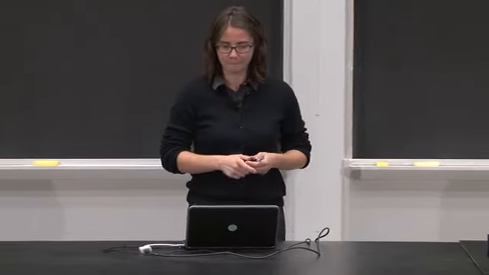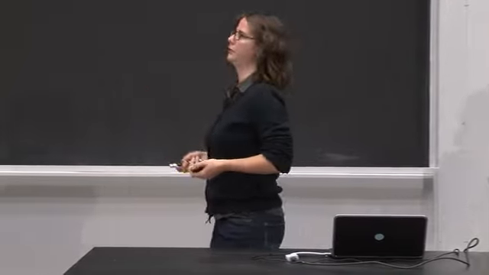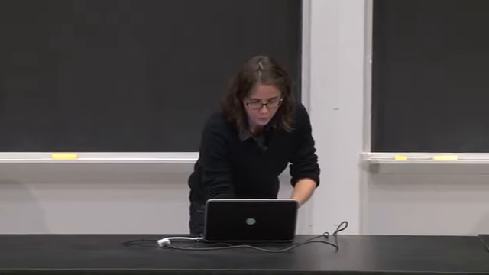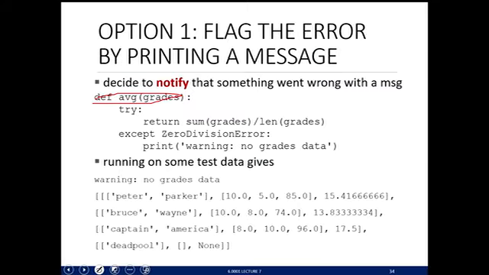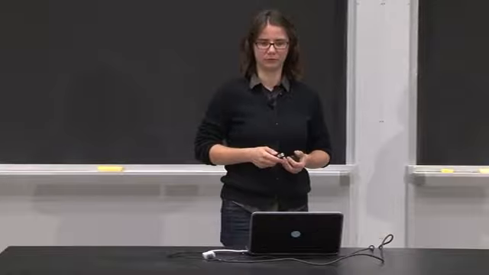So what can we do? Two options here. One is we can just flag the error and print the message. So here, there's a new average function, an improved one, that's going to try to do the exact same line as the previous one. And it's going to catch the 0 division error. And when it catches it, it's going to print this warning.